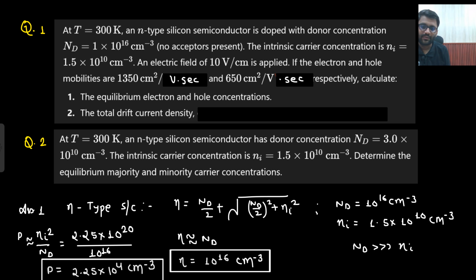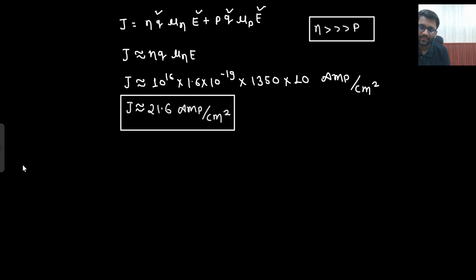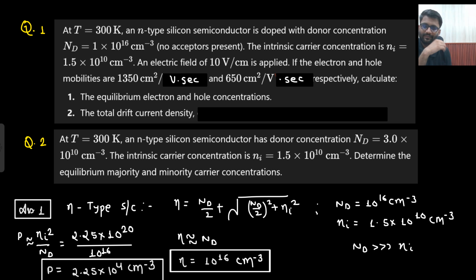Now let's solve question 2. This was your answer 1. Let's solve question 2. So now answer 2. At 300 Kelvin, an n-type silicon semiconductor is having a donor concentration of this much, intrinsic carrier concentration of this one. Find out the equilibrium majority and minority carrier concentration. See the ND value and see the NI value. ND is much larger than NI? Absolutely not, right?